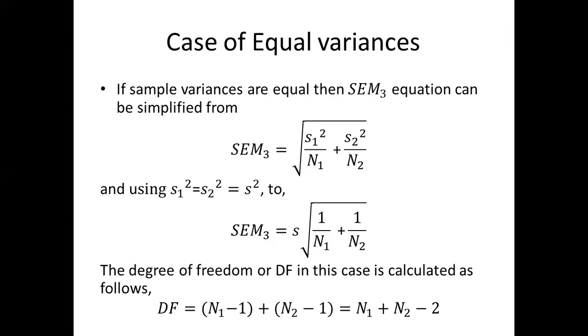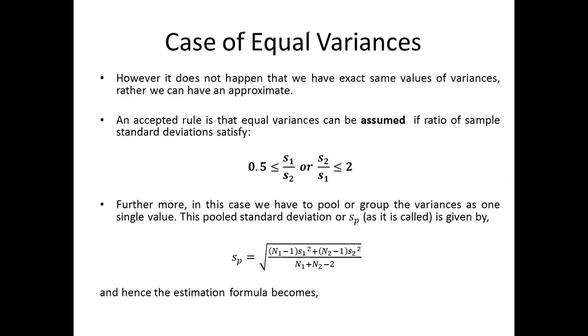And how did this appear? Because we know that the individual degree of freedom of a sample standard deviation or sample variance is n minus 1. So n1 minus 1 is for the first sample standard deviation, and n2 minus 1 is for the second sample standard deviation. And when we total them, we get n1 minus 1 plus n2 minus 1, or n1 plus n2 minus 2.